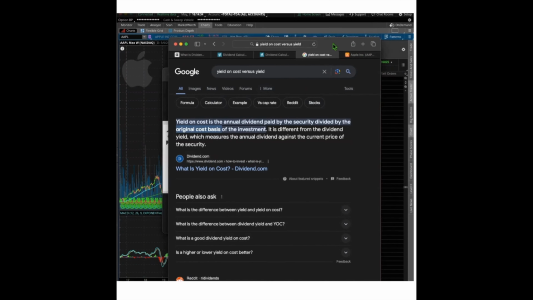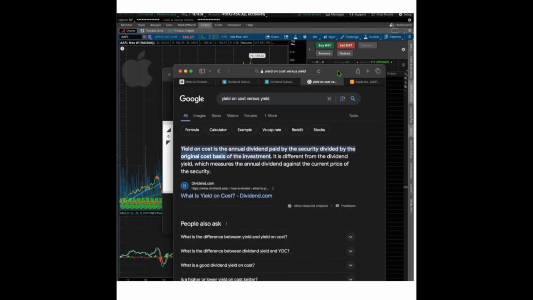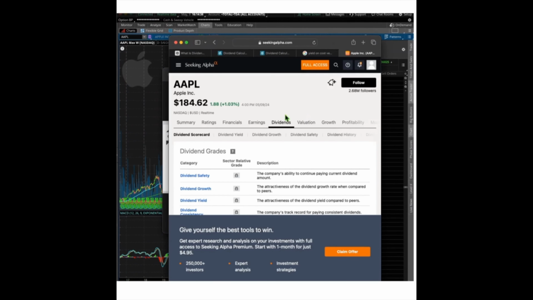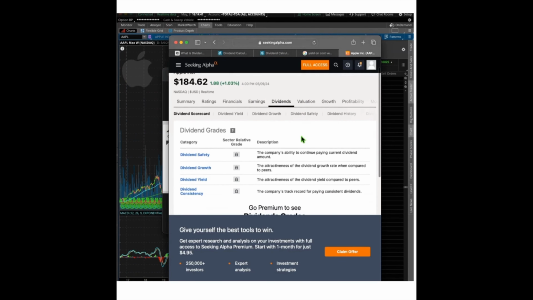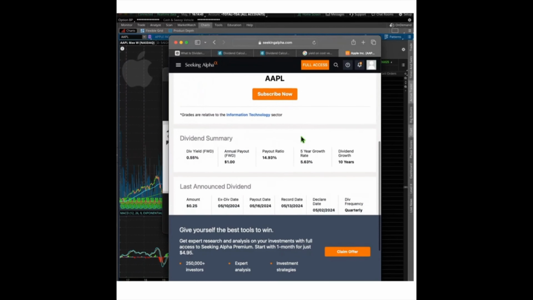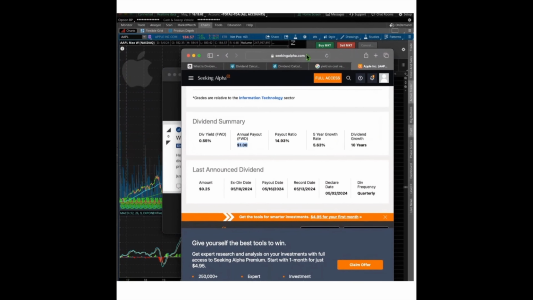So I'm on Seeking Alpha right now. I go over to their dividend tab. It's not that hard. The annual forward payout, so the annual dividend Apple is expected to pay in the next calendar year, is $1 per share. Apple's dividend yield currently is 0.55%, or 55 basis points, guys. And Apple is trading at $184 and change per share.